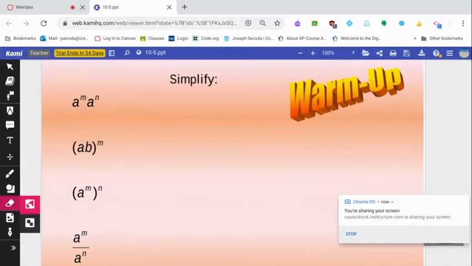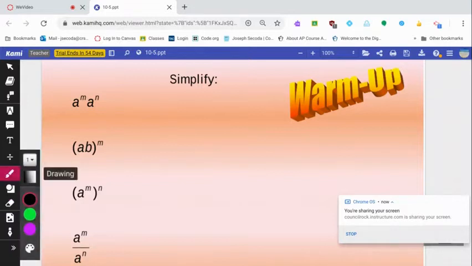Alright, so we're going to start looking at the laws of logarithms. To do that first, let's get into some basic rules of exponents. When I multiply with like bases, what do I do to the exponents? I add the exponents. When I have a product to a power, I give each of those factors the power.